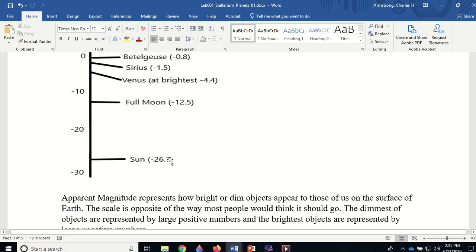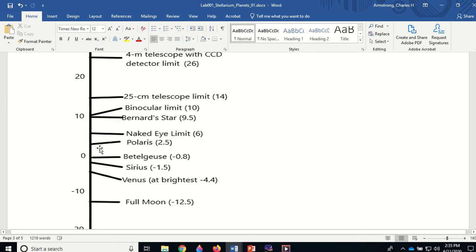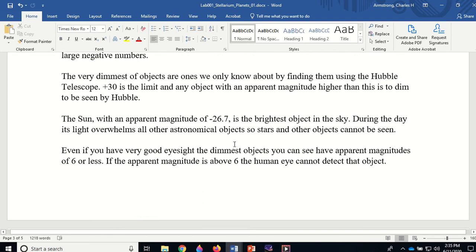So the very, very, very bright ones are big, huge negative numbers. The very, very dim ones are very high positive numbers. And a lot of things we see normally in the sky are in this range right here. Okay. So it tells you what apparent magnitude is. It's how bright the object appears from the Earth, and this just goes over the same things I just talked about.